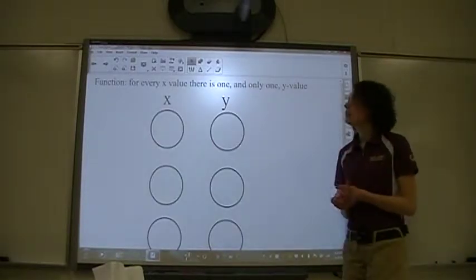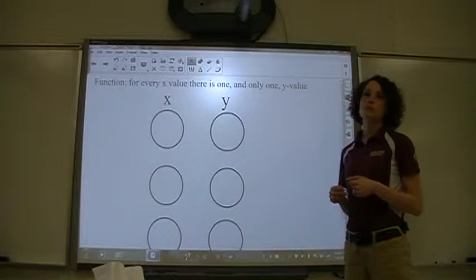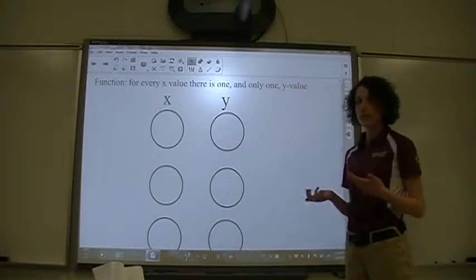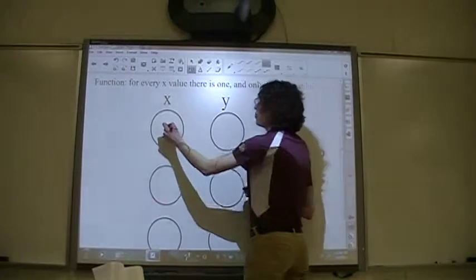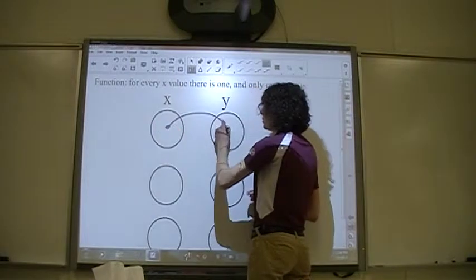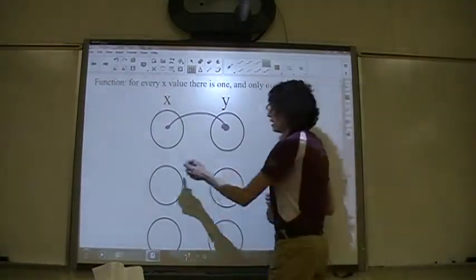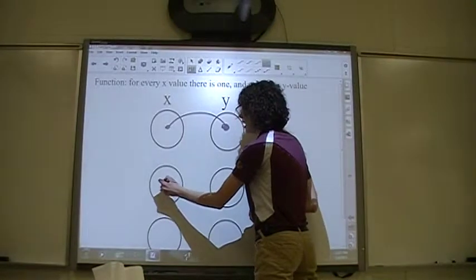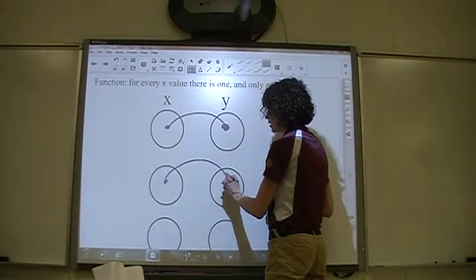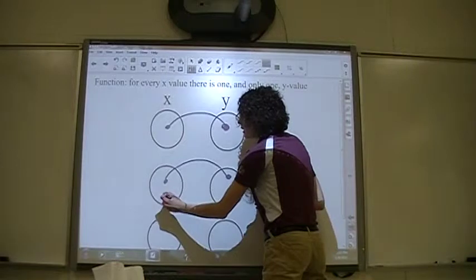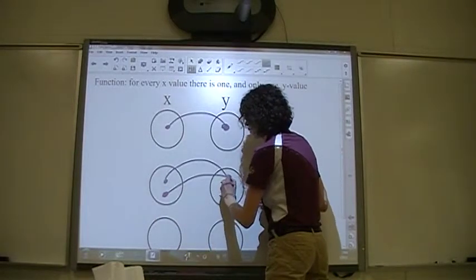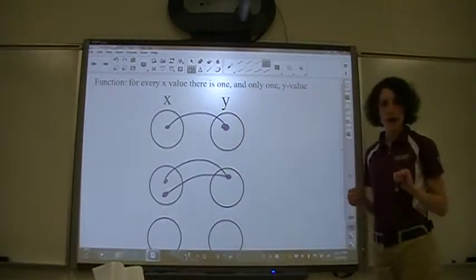So first, a function is, for every x value, there is one and only one y value. So that would be something like you could have a point here in x, and it would go to a point here in y. Okay? You could also have a point here in x, and you could have a point here. You could have another point in x, and those could both go to that same point in y.